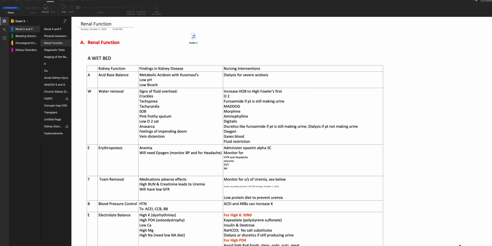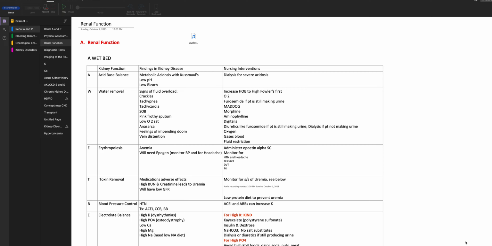W stands for water removal. If our kidneys cannot remove water from our body, you are going to see all those signs of fluid overload that you've had every semester, right? All the topics I'm talking about for exam 3, you have had in other courses. So look for those signs of fluid overload: crackles in the lungs, tachypnea, tachycardia, orthopnea, shortness of breath, pink frothy sputum, low O2 sats, the feelings of impending doom, JVD. You're going to see all those signs and symptoms.